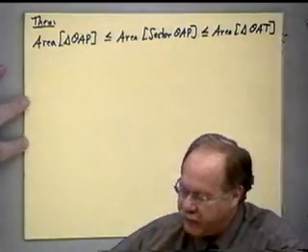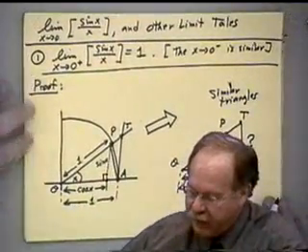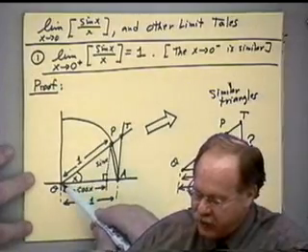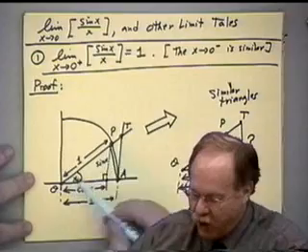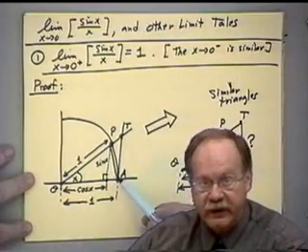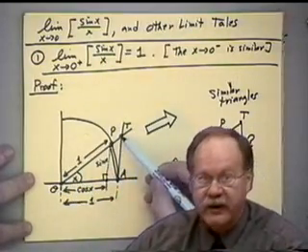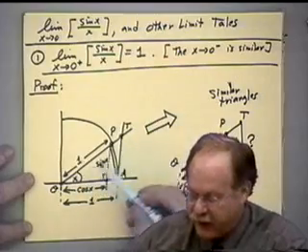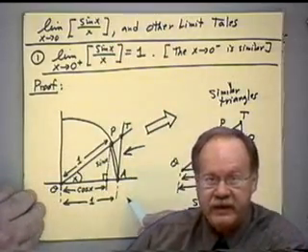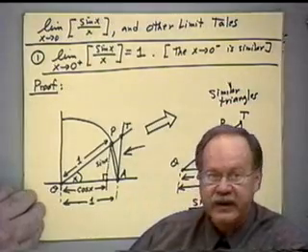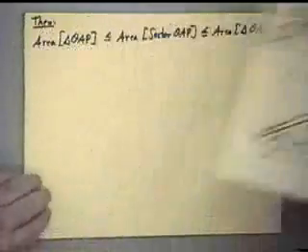Before I go any further, let me bring the picture back and point out again what we have here. Triangle OAP is this triangle inside. The sector OAP is a little bigger, and the triangle OAT is bigger still. So the areas are nested in that way. And I now have an expression for AT, which I just figured out here, as sine x over cosine x.